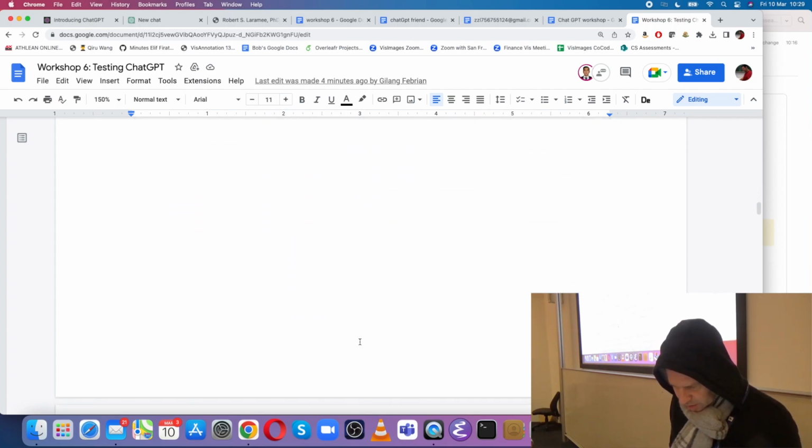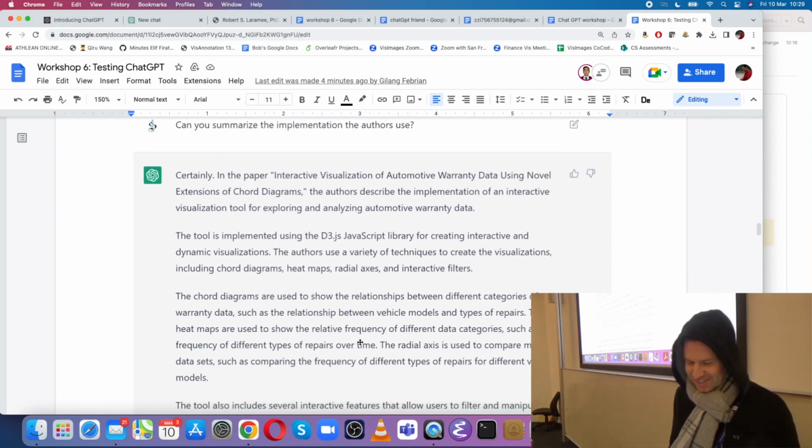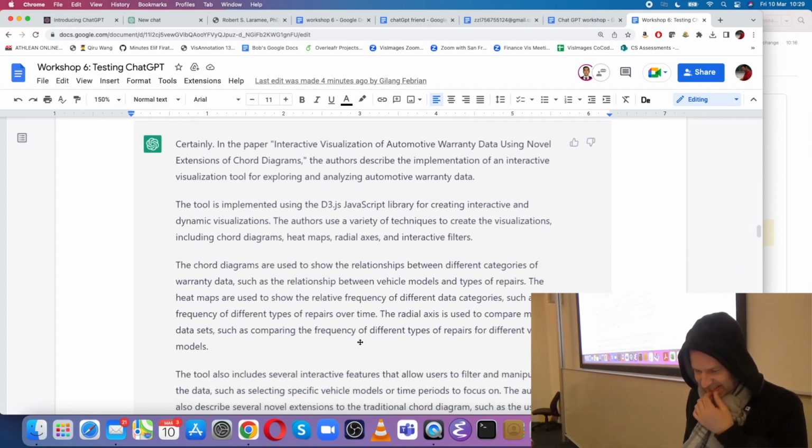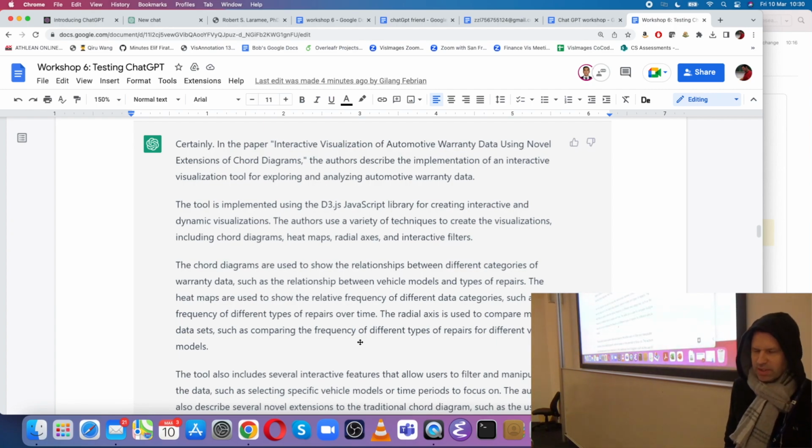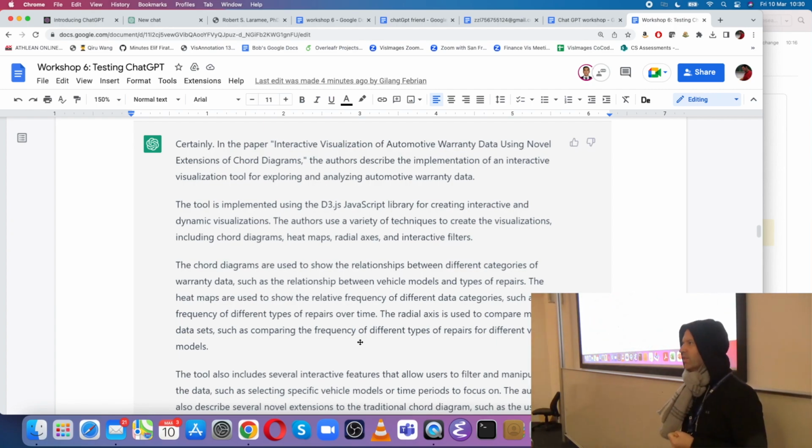The implementation, certainly. Huh. That is not true. I don't think that the implementation is with D3. I don't think that's true. I think that's false, actually.